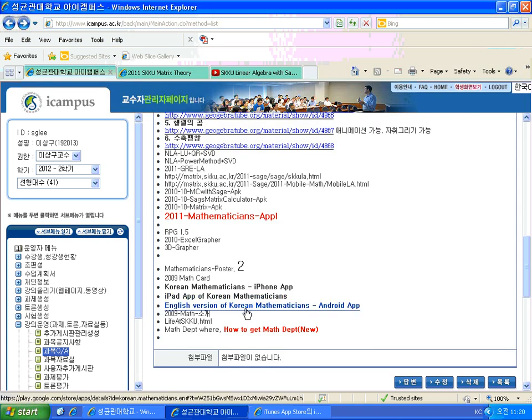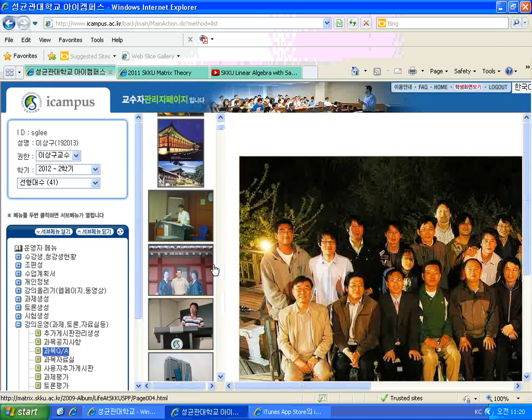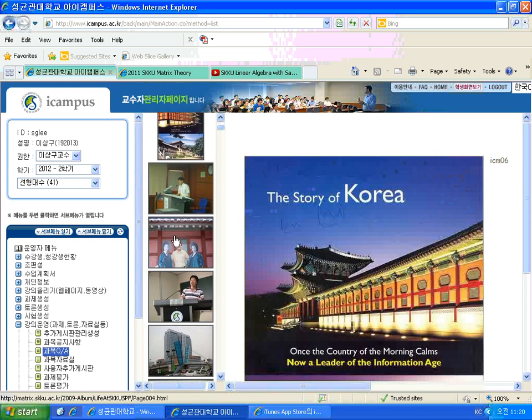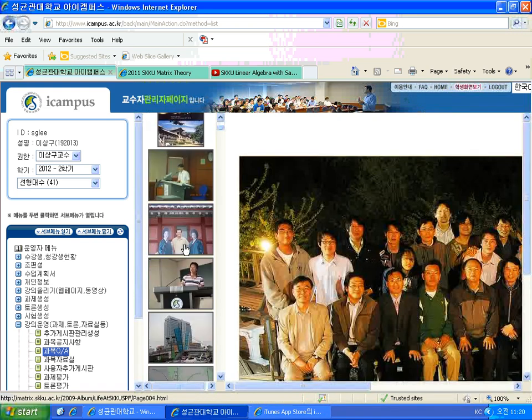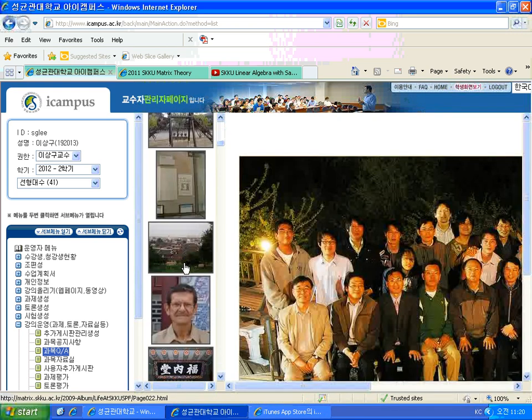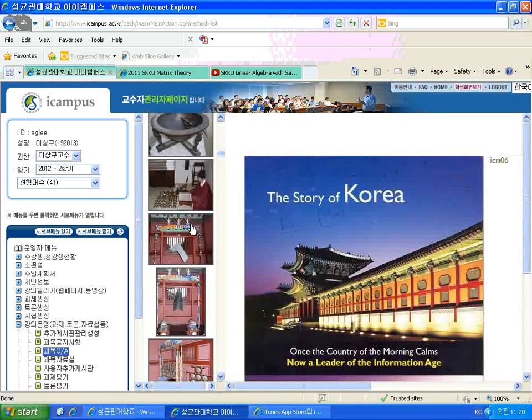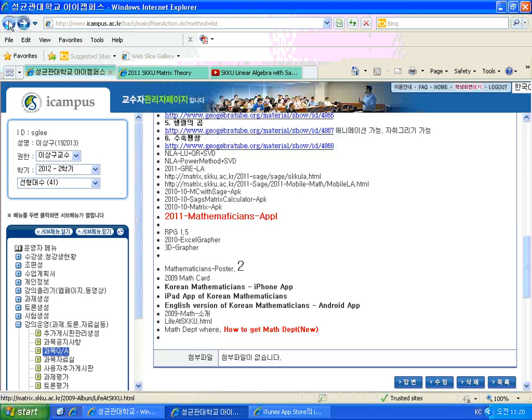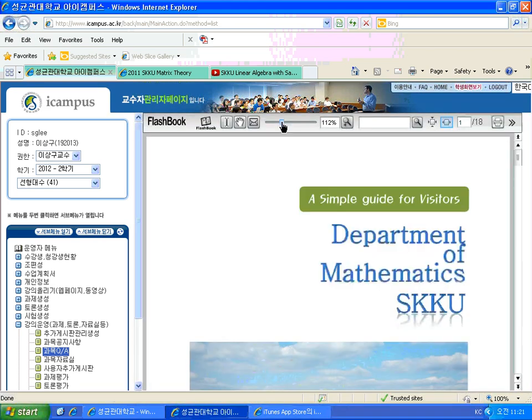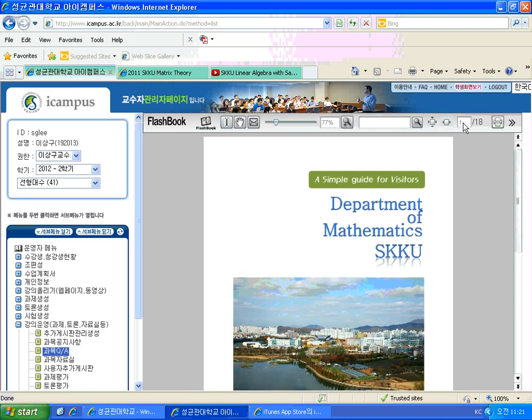Okay, and also here we have some more. This is the website that I made for foreigners who are planning to come to Sungkyunkwan University to know a little more. And this shows the directions to come to our department, our school.